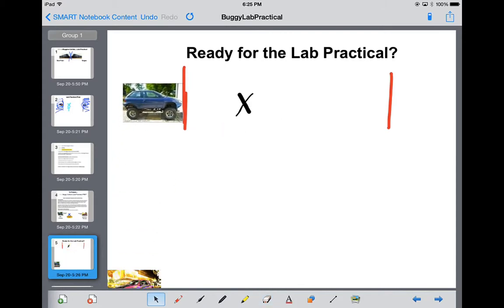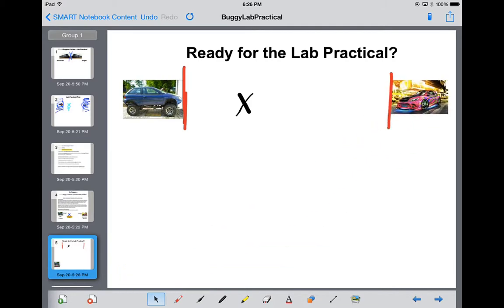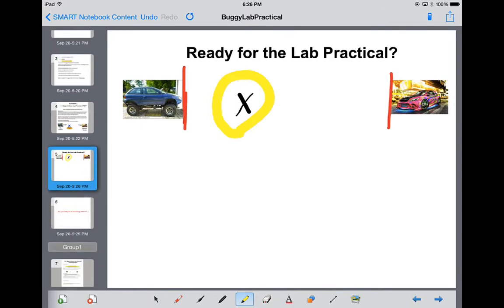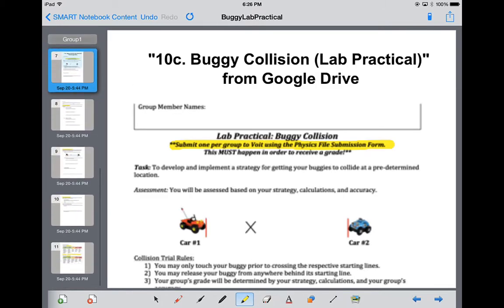I'm going to bring your buggies back, and then you are in charge of releasing your buggies in a way that will get them to collide at the exact location that you believe they're going to collide. You're going to be graded based on this situation. You're going to be graded based on filling out and completing this lab practical form.